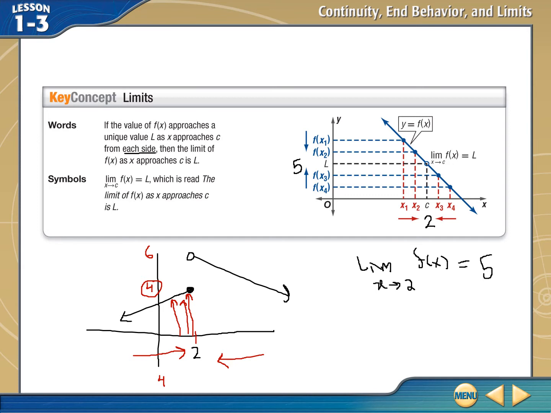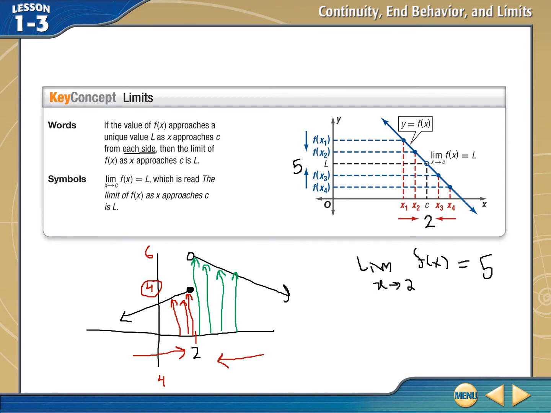Are the right side people also trying to approach 4? Here is the right of number 2. It's trying to approach another number, right? And here, very, very close to 2, let's assume it's 2.01 or something. What is it trying to approach?